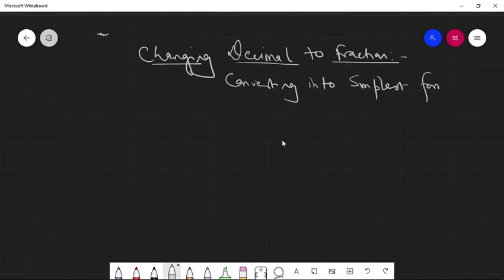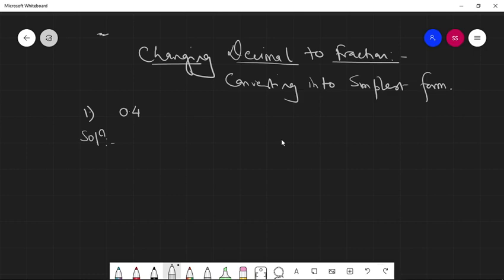We will be discussing it. Okay, first of all, I will take an example. Suppose we are given 0.4. Then the solution will be: how many decimal places are here?